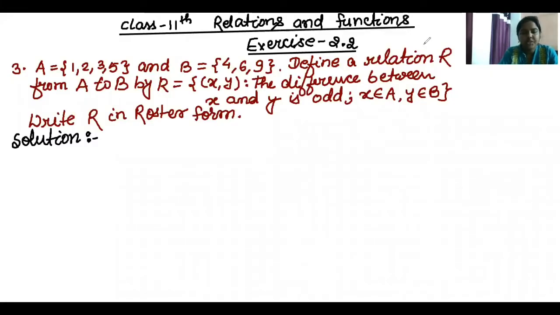Okay, now we will discuss question number 3 from exercise 2.2. Question is, set A equals {1, 2, 3, 5}, set B equals {4, 6, 9}. Define a relation R from A to B by R equals {(x, y) such that the difference between x and y is odd}, and x belongs to A, y belongs to B. And we have to write here R in roster form. So according to the question, given R is a subset of A cross B.